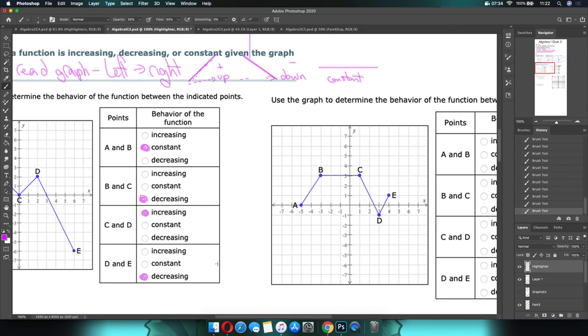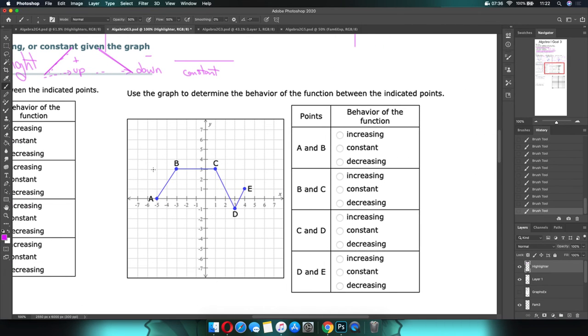This isn't that bad. Again, A to B, I read from left to right. It's going up, which means it's increasing. Then it's flat, which means it's constant. Then from C to D, I'm going down, because that's what it looks like. And that means that I'm decreasing. And then from D to E, I'm going from left to right. It's going up, which means I am increasing. So that one wasn't that bad. That was kind of painless.